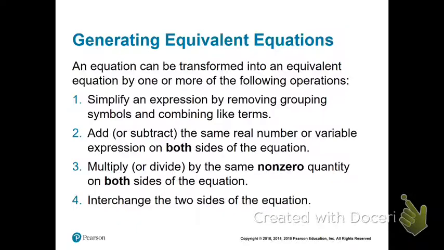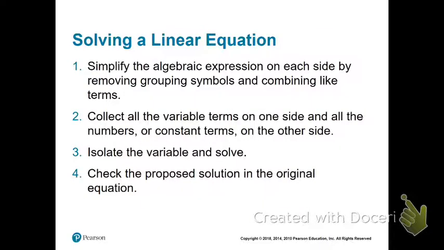To solve a linear equation, it says simplify the algebraic expression on each side by removing grouping symbols and combining like terms. Sounds familiar. Then we're going to collect all the variable terms on one side and all the numbers or constant terms on the other. So I always do variables on the left and then the non-variables on the right.